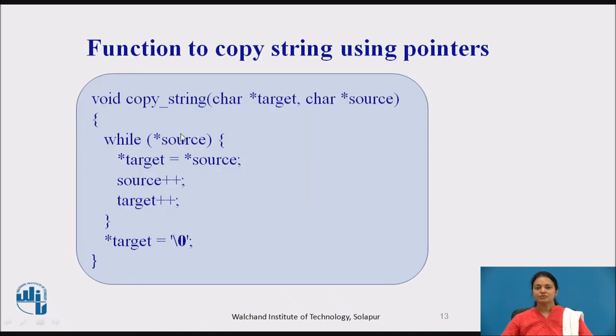Here is the solution. With the help of pointers also we can write a function to copy a string. Here we are using a target pointer and a source pointer. Then we check the source pointer. Whatever the content of the source pointer is, it will be copied to the target, and once it finds the null, it will complete the copy of the string. And once finishing that string, we copy the null character at the end of the string.